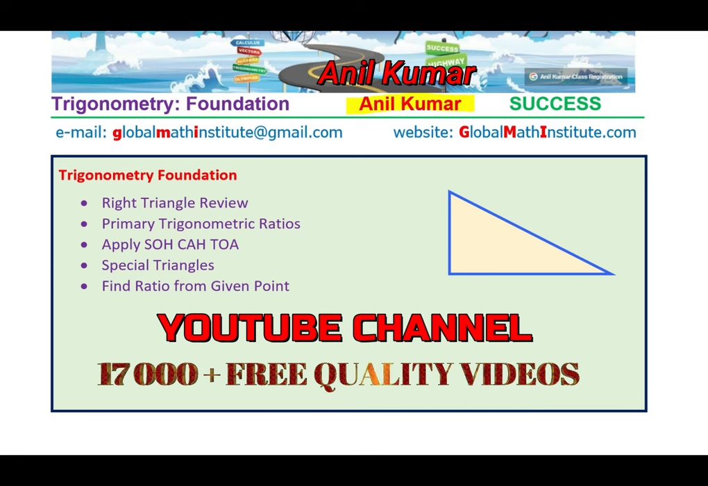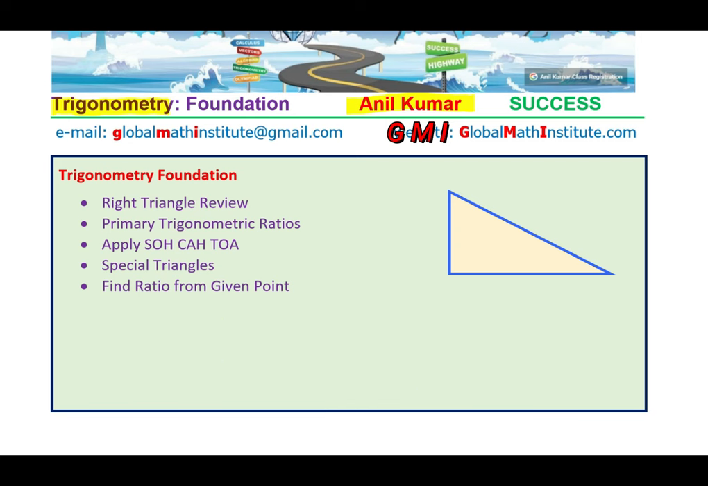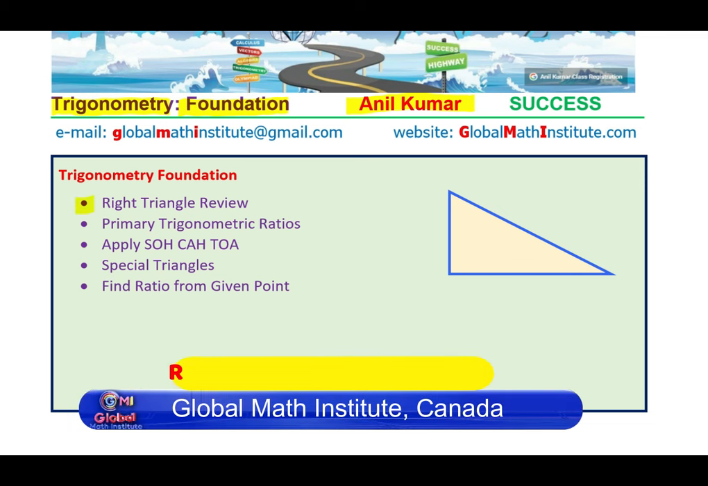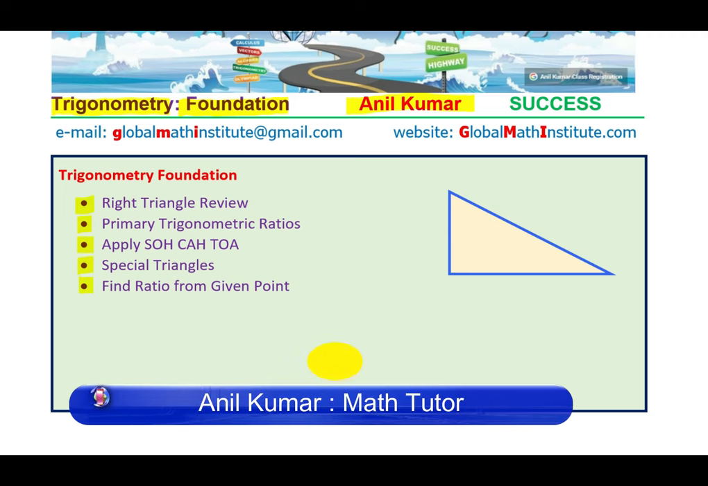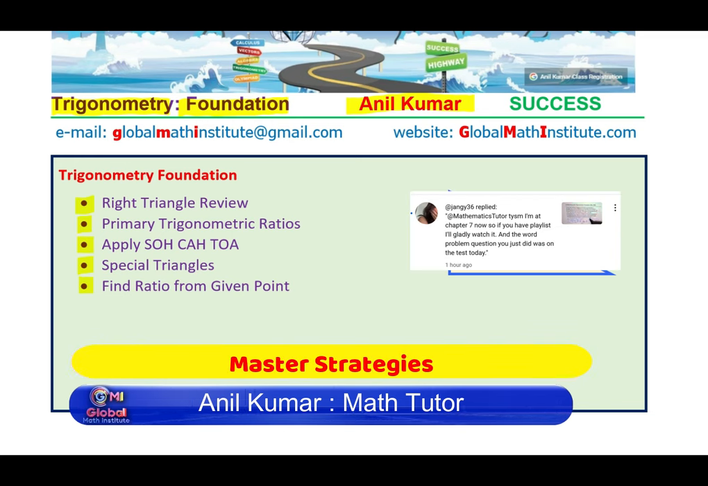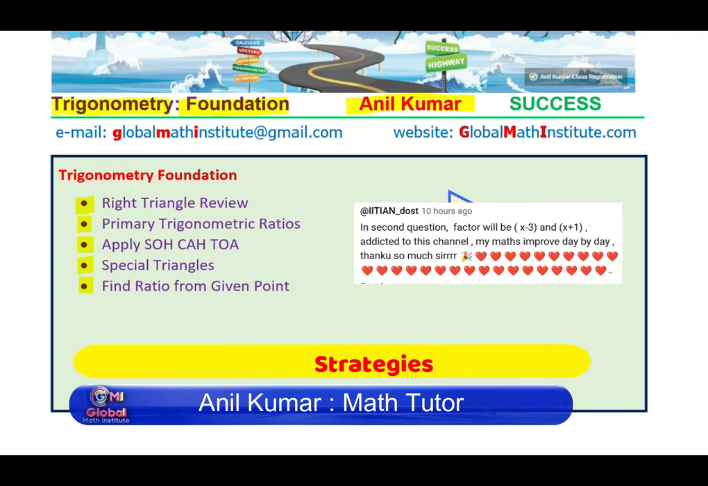In this particular video, we are going to discuss trigonometry basics that will help you to have a great foundation. We are going to cover five topics. We're looking into the right triangle, review the properties. Then we'll define the primary trigonometric ratios, which is sine, cosine, and tangent. Apply TOA in the given triangle. We'll discuss special triangles and then find ratio for a given point in the coordinate plane. So with that, we cover in-depth basic foundation about trigonometric ratios. I hope you will understand and enjoy this journey.